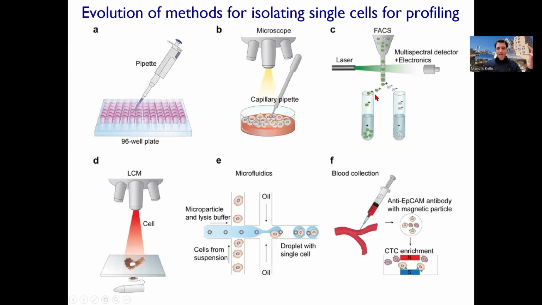Again, if you look at the methods for isolating single cells, you could just simply pipette by eye individual cells and put them into 96 well plates and then sequence each of the wells as if it was a sample from a different tissue or a different individual. You could use capillary pipettes under the microscope to capture those better. You can use FACS sorting, that is, shining a laser that can detect the presence of cell surface markers or other protein markers in a collection of cells.